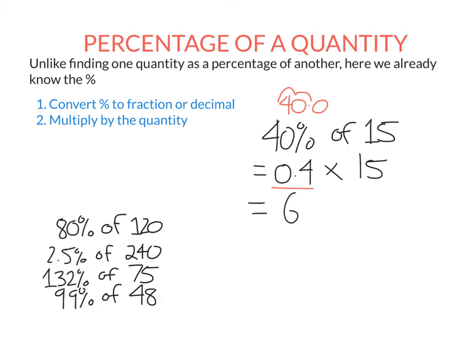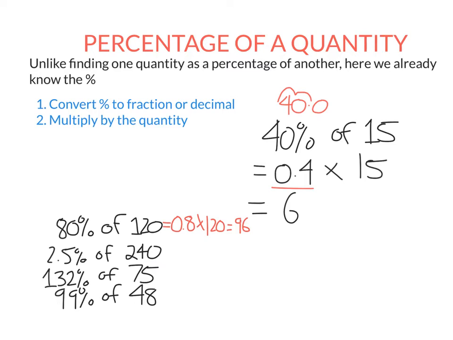In each of these examples, I will follow these two steps here. So let's first look at 80% of 120. 80% as a decimal is 0.8. Again, you just go 80 divided by 100, and then we times by the quantity, which is 120. So 0.8 times 120 gives us 96, okay? If you wanted to convert 80% to a fraction, you just write 80 over 100 times 120. But in all of these, I'm just going to convert it to a decimal so I don't confuse you too much.